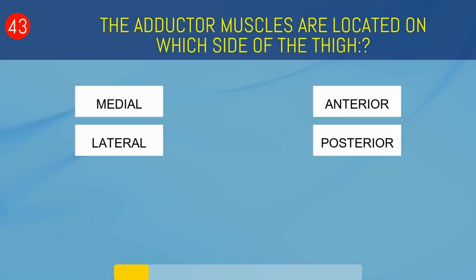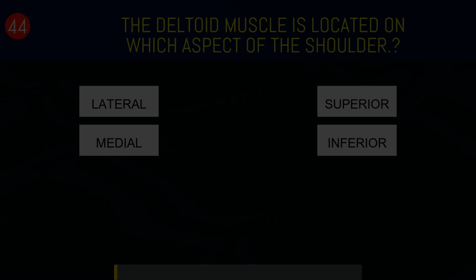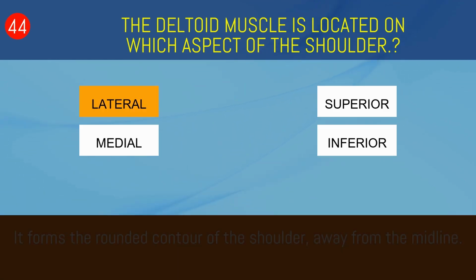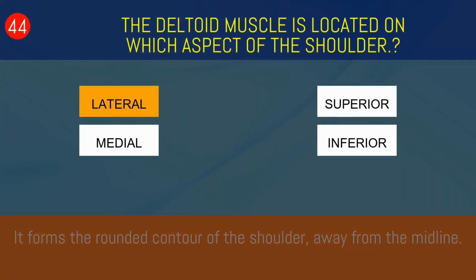The adductor muscles are located on which side of the thigh? Medial, lateral, anterior, or posterior? Medial. They are inner thigh muscles that pull the leg toward the midline. The deltoid muscle is located on which aspect of the shoulder? Lateral, medial, superior, or inferior? Lateral. It forms the rounded contour of the shoulder, away from the midline.